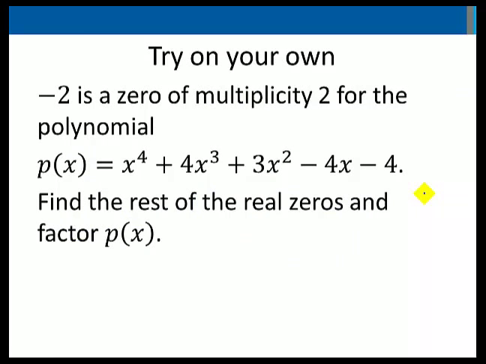Try on your own. Negative 2 is a zero of multiplicity 2 for the polynomial p of x equals x to the 4th plus 4x cubed plus 3x squared minus 4x minus 4. Find the rest of the real zeros and factor p of x.